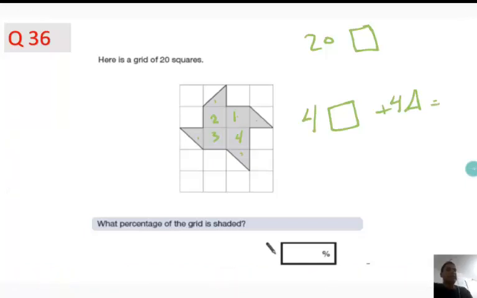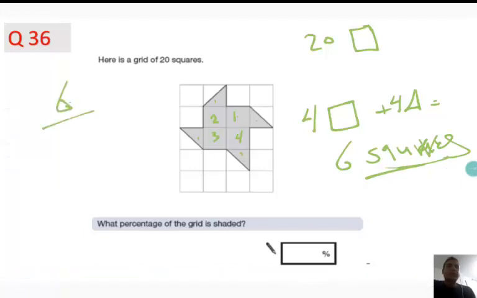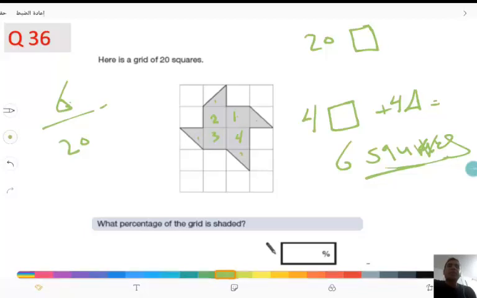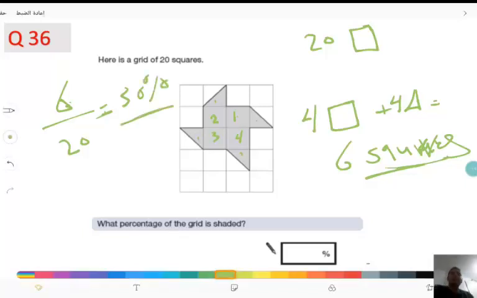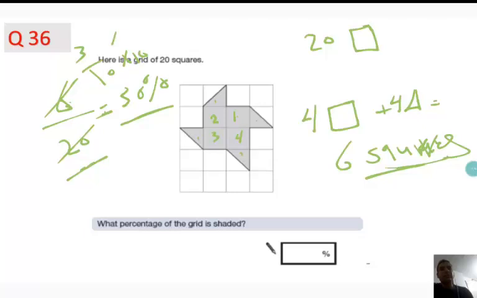half squares, which is totally 6 squares shaded. So the fraction first is 6 per 20, which is 30%. This is the percent of the shaded parts, because 6 divided by 2 is 3, and 20 divided by 2 is 10, then times by 10 top and bottom, it will be 30 over 100, which is 30%. That's it.